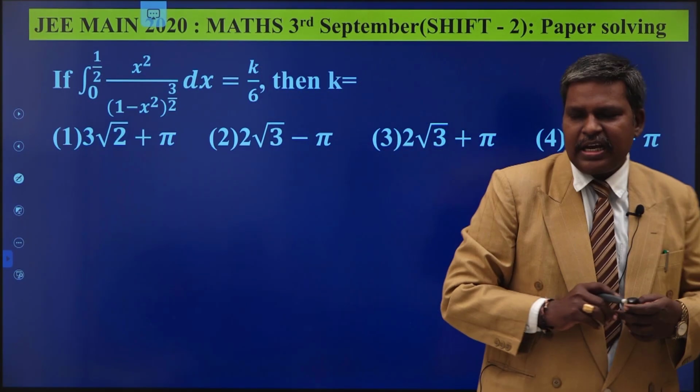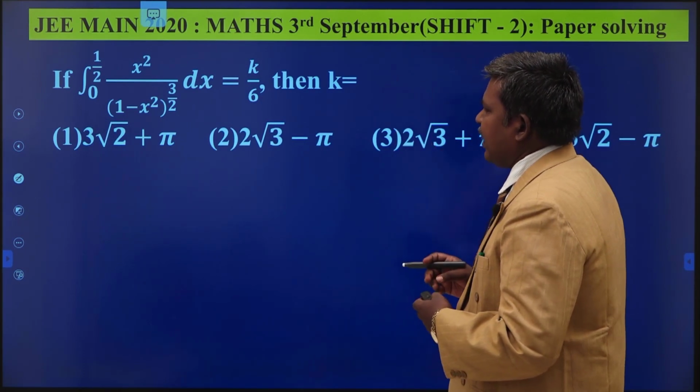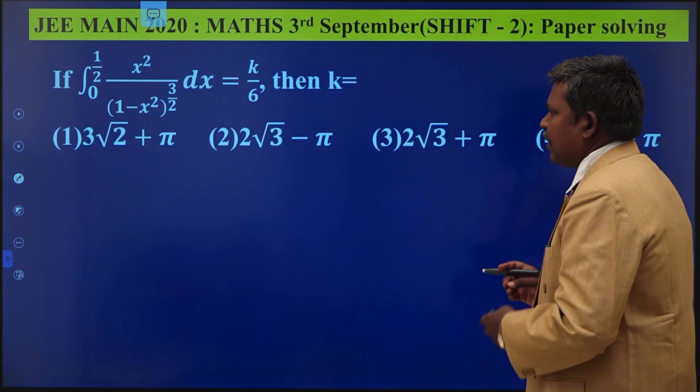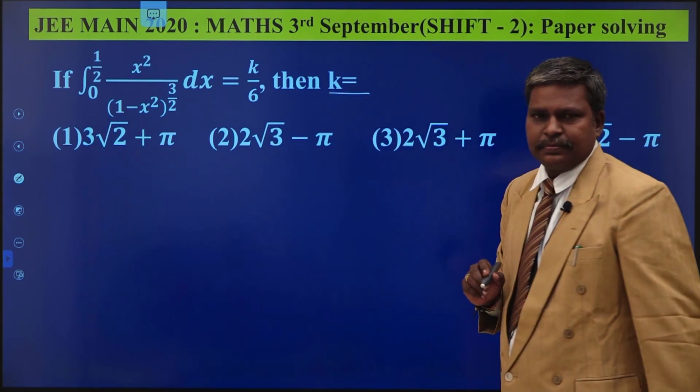See here, this is related to definite integrals. Very simple question. Integral 0 to 1 by 2 of x square by (1 minus x square) whole power 3 by 2 is k by 6. Then you have to find out the value of k.